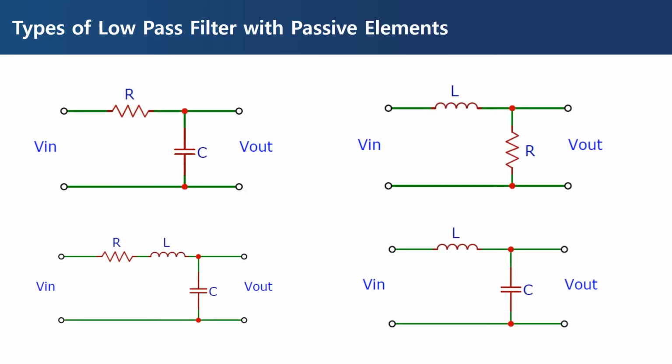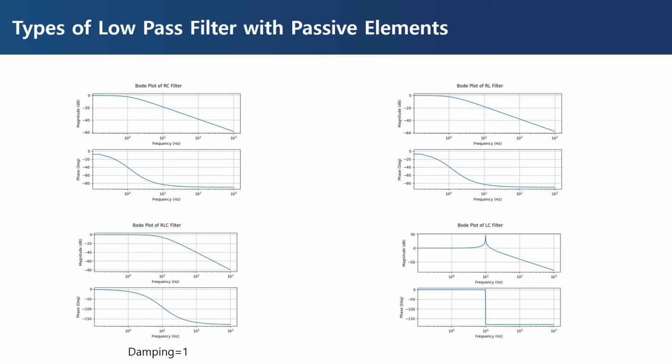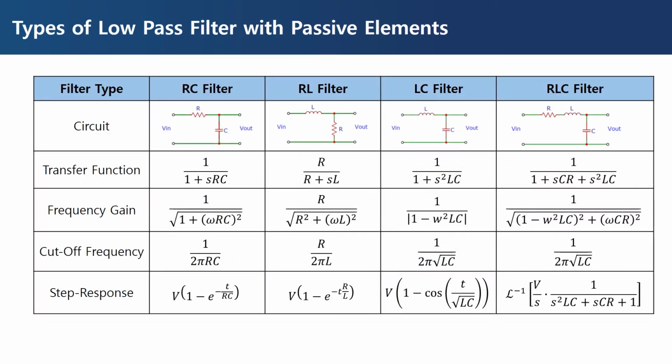There are various types of low-pass filters, and the filters shown here are some of them using discrete passive elements. The frequency response for each filter, as you can see, has low pass characteristics, attenuating high frequency components. This table is a summary of each filter's transfer function, frequency gain, cutoff frequency and step response. For LC filter and RLC filter, the term resonance frequency is used more generally. This indicates the frequency at which resonance occurs due to energy transfer between L and C. Among these filter types, we will take a closer look at the most commonly used RC filter.